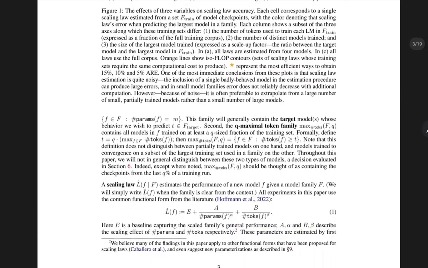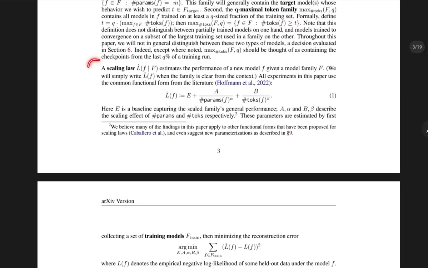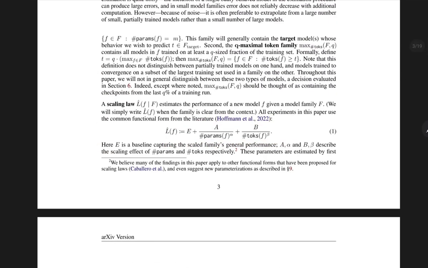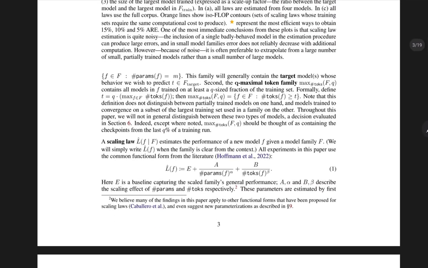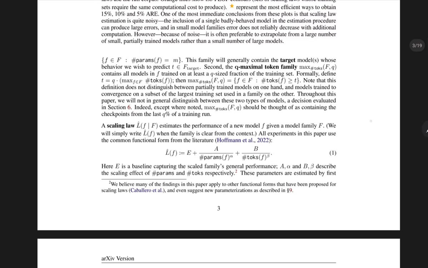Now, coming to the main part, the scaling law that they are saying here is pretty simple, right? This is the formula they are using. What are A and B here? We will go up and talk about it. So this family will generate the target model whose behavior we wish to predict, that is F target, right? Second, the maximal token family, the max tokens, right? So if you see here, what are these terms? Here, E is a baseline capturing the scale model's general performance. A, alpha, B, and beta describe the scaling effect of parameters and tokens respectively. Okay.